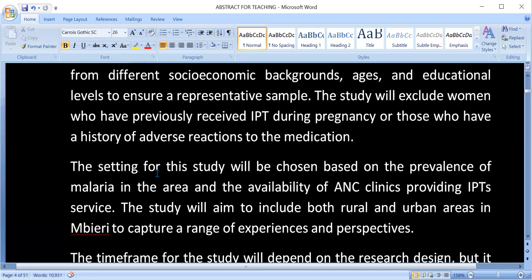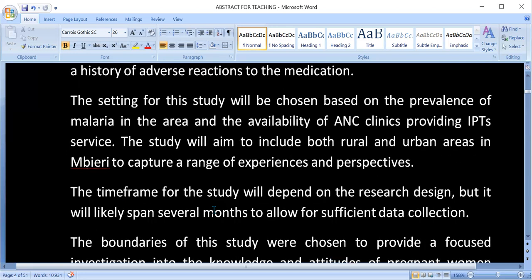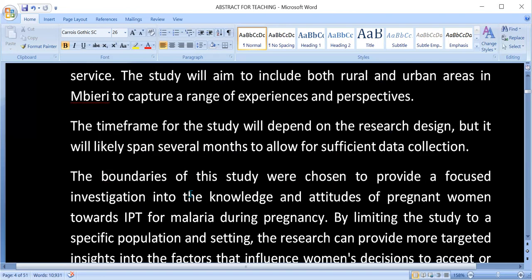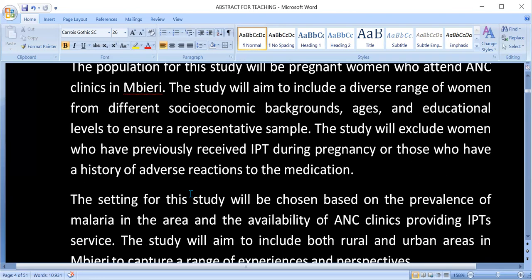So when they come back to Imbiri, it's not every part of Imbiri that will be involved, because we are looking at intermittent preventive therapy for malaria. So this kind of study, it can be a cohort study. If you want to, it's just descriptive, sorry. But when you want to go further, you can go into cohort studies. But for this particular work, it's just to describe, just to investigate and report. It's more or less a descriptive design that will be used. Okay. So this study will include both rural and urban areas in Imbiri, so that we can capture a range of experiences and perspectives. Okay. So that is all about the scope of study.